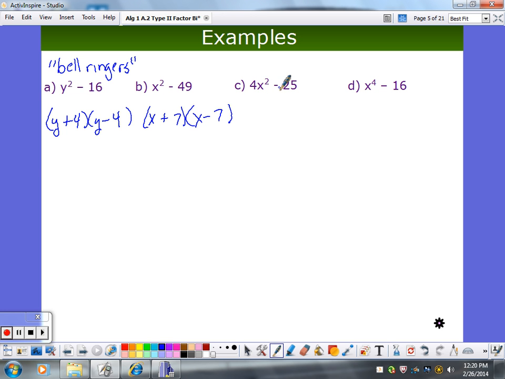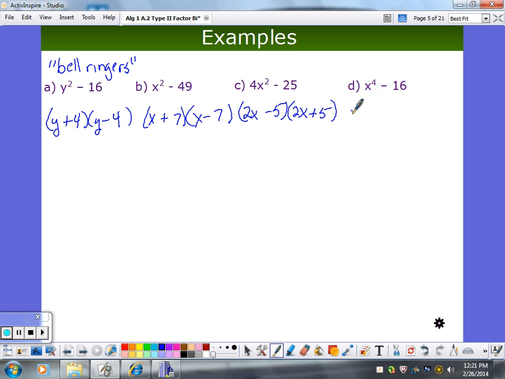Is this a perfect square? So we open up 2 sets of parentheses. Careful, careful. Square root of 4x squared, 2x. Square root of 25. Let's do negative and plus. Yep, we can go either way.